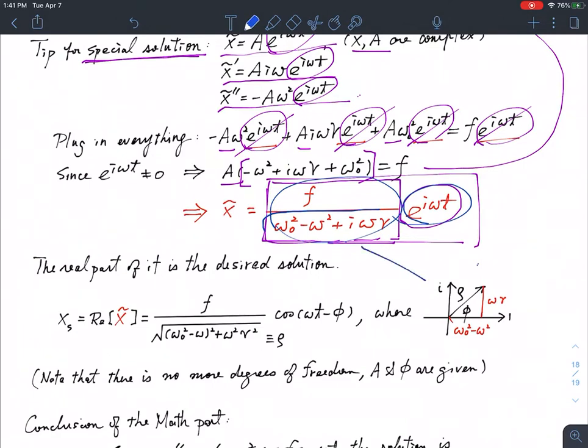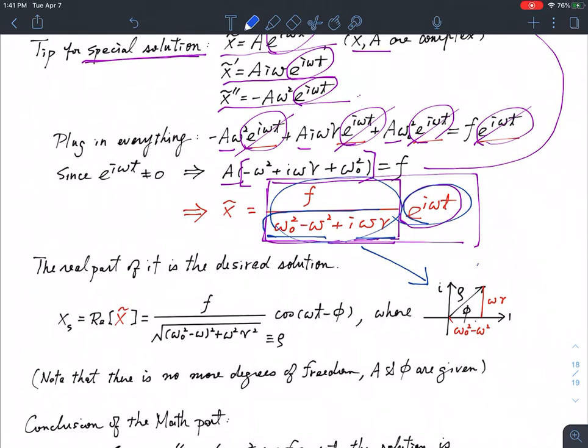So here you can see the complex number has a real part that's proportional to omega naught squared minus omega squared. The imaginary part is omega gamma. If you want to know the absolute value, that will be rho, and it turns out to be the amplitude in the denominator, and then there is also the phase.